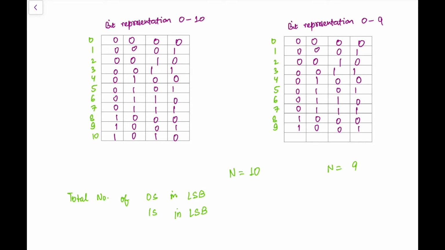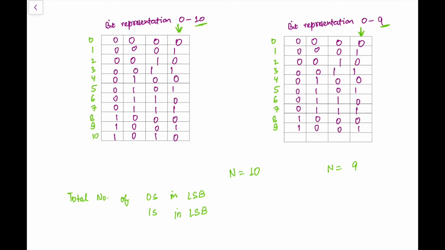So here I have taken the representation from 0 to 10, and also the representation from 0 to 9. Here 10 is an even number, so that's why I have taken this, and here 9 is an odd number, that's why I have taken these two numbers. So let's see how the representation goes in the even case and in the odd case. Let's see the total number of zeros in the LSB. LSB is the least significant bit. These two columns we'll be considering, and seeing how the zeros and ones are populated in those two columns.